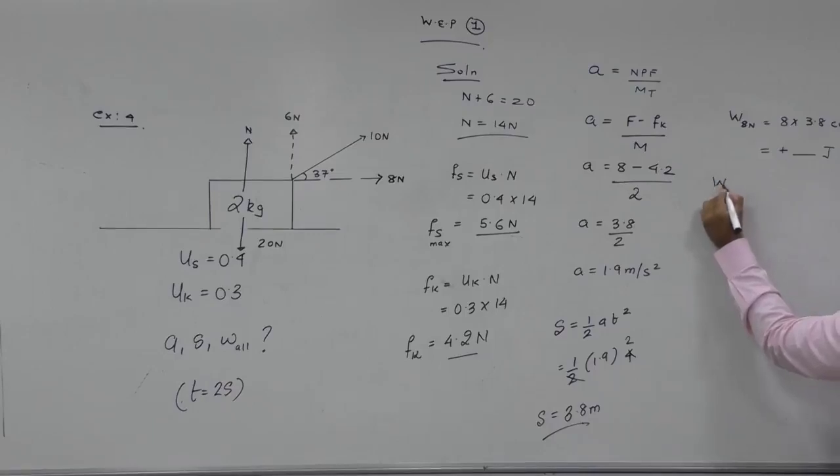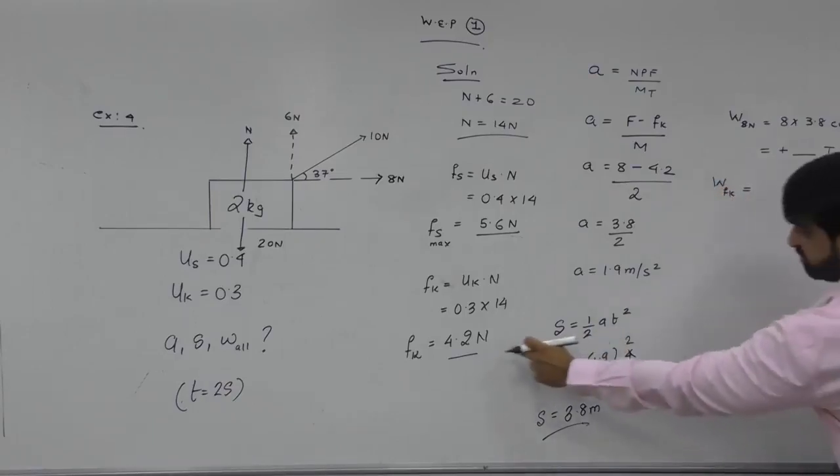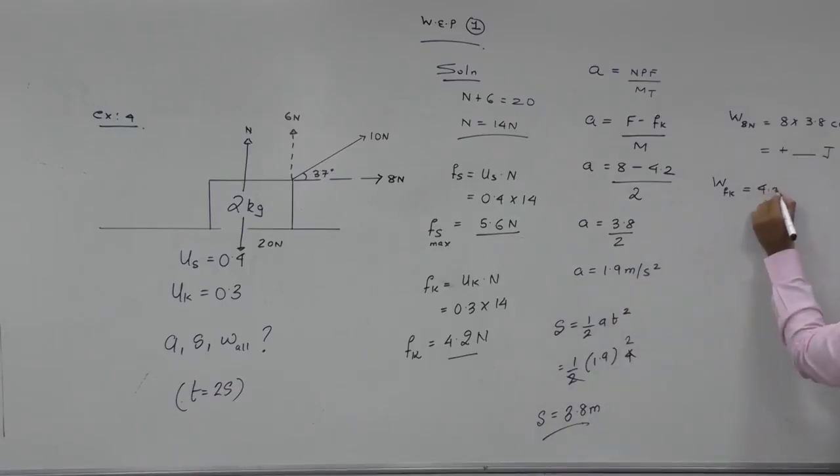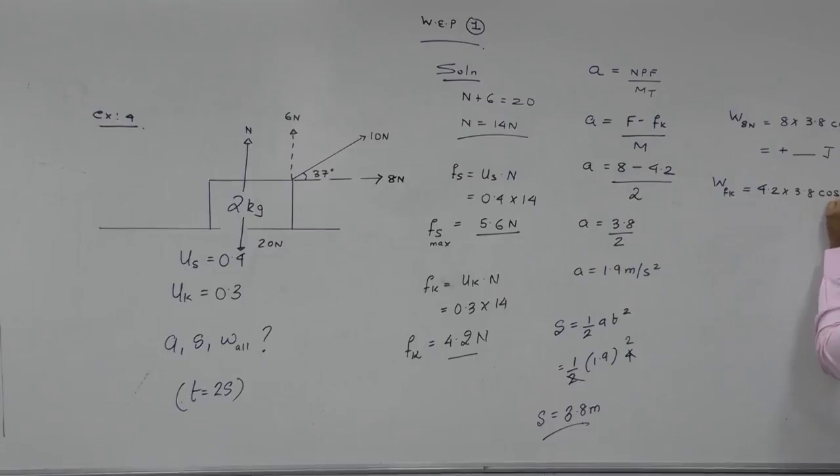How much will be the work done by Fk? Fk is back. How much is the value of Fk? 4.2. How much is the displacement? 3.8 into cos what? 180, right? So how much is the answer? Minus that much joules.